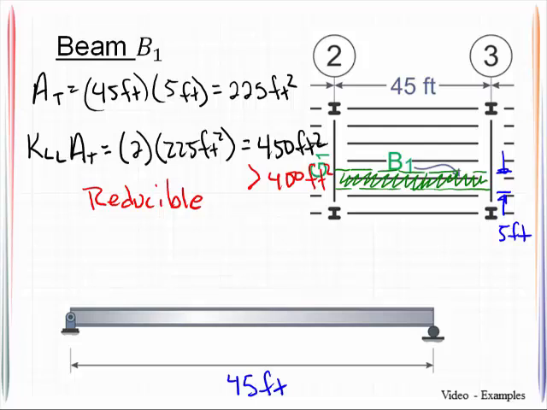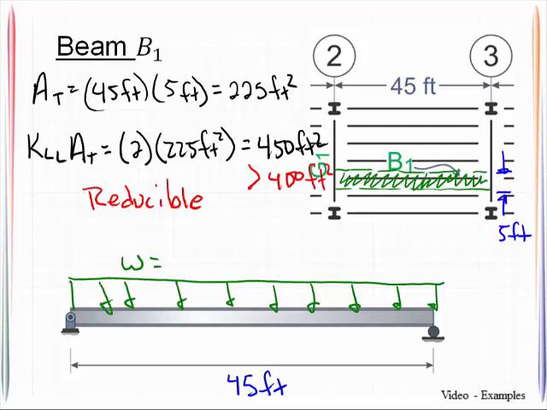Now, while we are here, let's go ahead and note we have a beam length of 45 feet, and since the tributary area is uniform along the entire length of the beam, it will produce a uniformly distributed load. And our task is going to be to identify what that magnitude is.